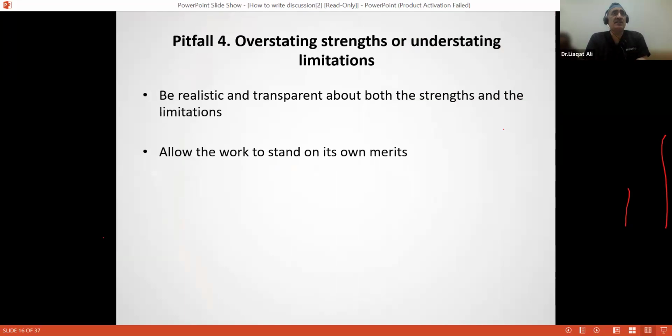देखिए, reviewers and the editors like brevity, they like clarity, and they like the fairness of the author. So be realistic and transparent about your strengths and limitations. Allow the work to stand on its own merits. Do not overinflate your strengths and do not understate your limitations. अगर आप अपनी limitation लिख देंगे, उससे आपकी स्टडी खराब नहीं हो जाएगी, ना ही वो रिजेक्ट हो जाएगी.